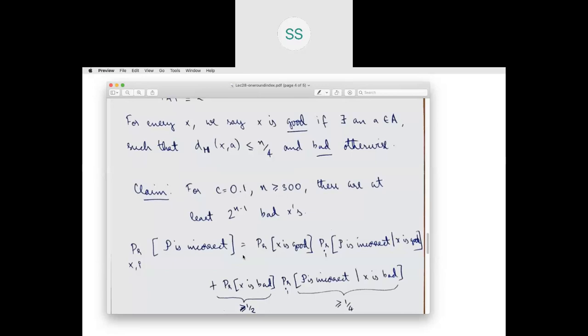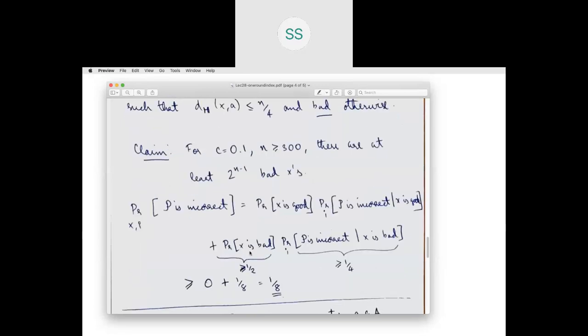What is the probability that x is good? So either x is good or x is bad. Right? We know that there are at least 2^(n-1), at least half of the x's are bad. So the probability that x is good, and then the probability that P is incorrect given x is good, or the probability that x is bad multiplied by the probability that the protocol is incorrect given x is bad.